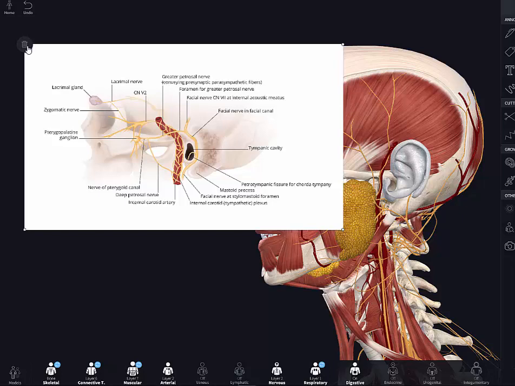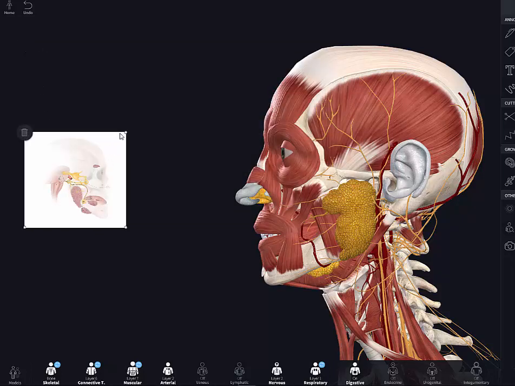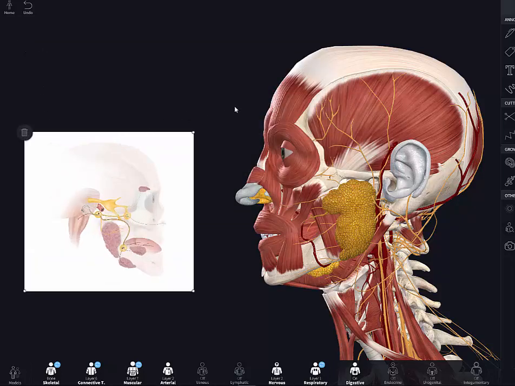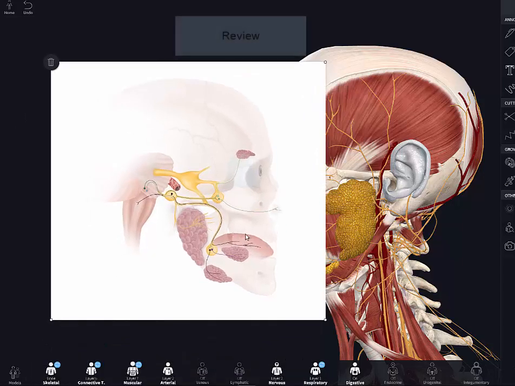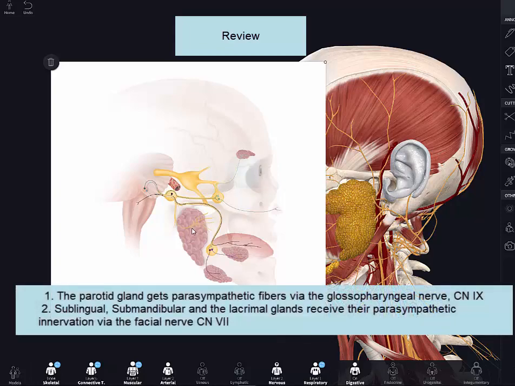So let me hide this now. That was the facial nerve. And let's do a little check if the info has been able to seep in so far. Let's review the glands, or some of the glands in the head region. In a nutshell, parotid glands are the largest glands innervated via the glossopharyngeal nerve. Check.